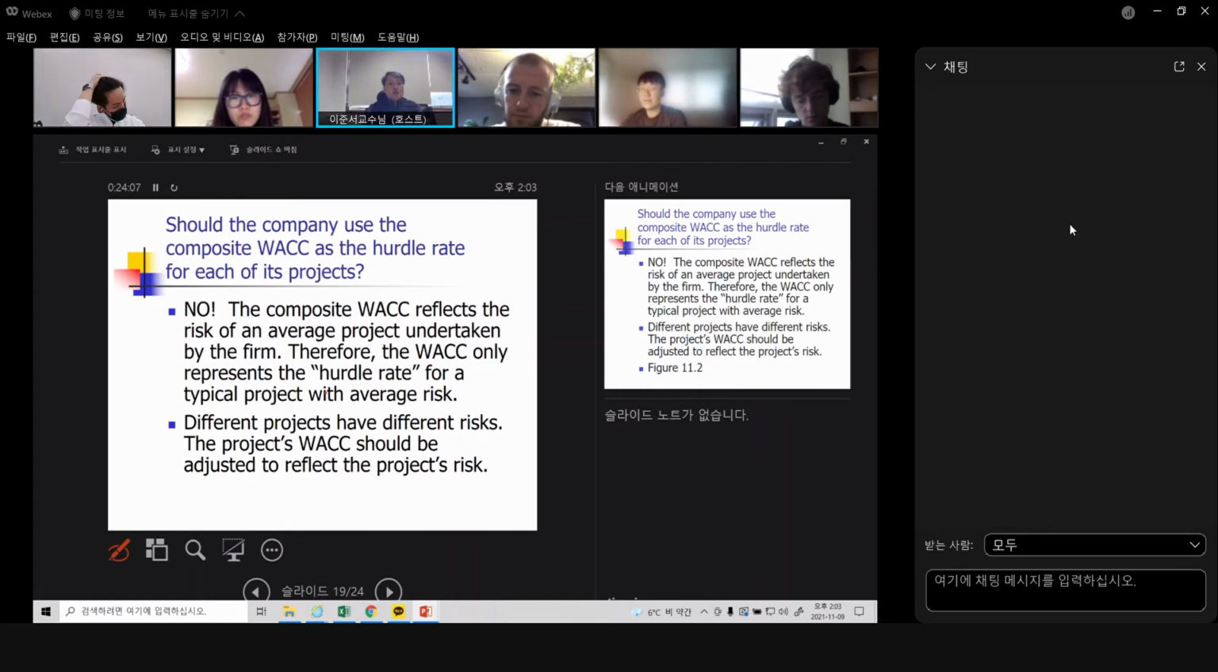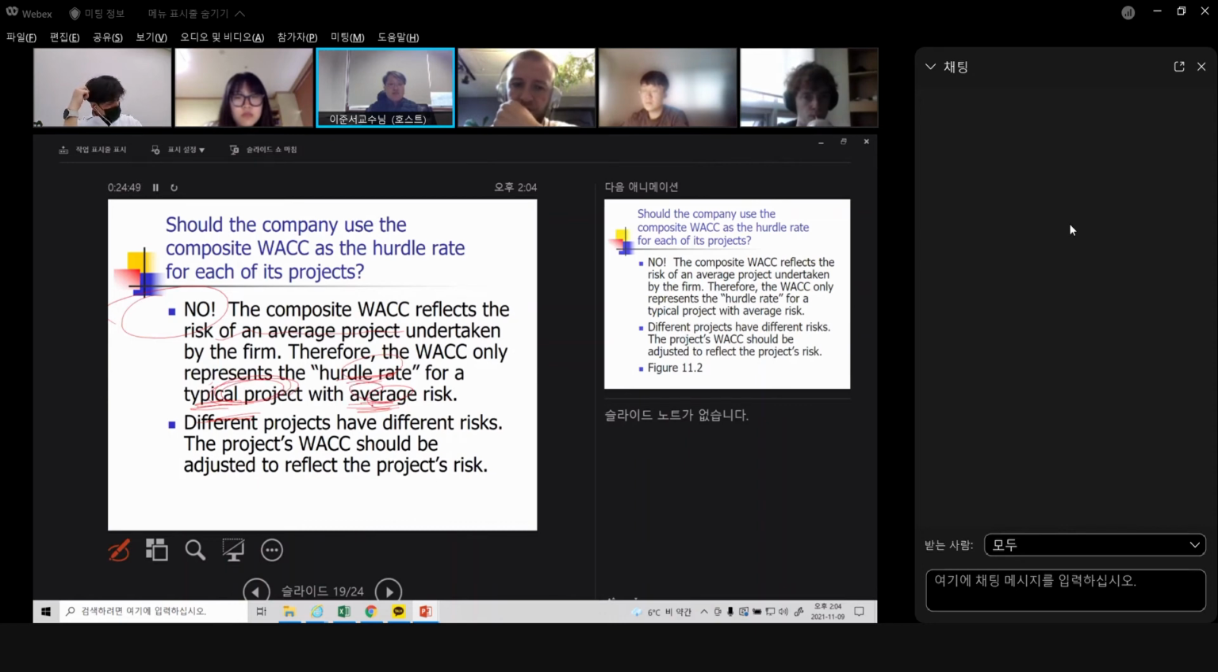So should the company use the composite WACC as the hurdle rate for each of its projects? The answer is not at all. The composite WACC reflects the risk of an average project undertaken by the firm. Therefore, the WACC only represents the hurdle rate for a typical project with average risk. Typical project means it has the average risk.